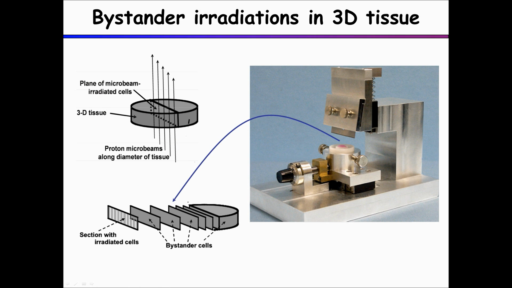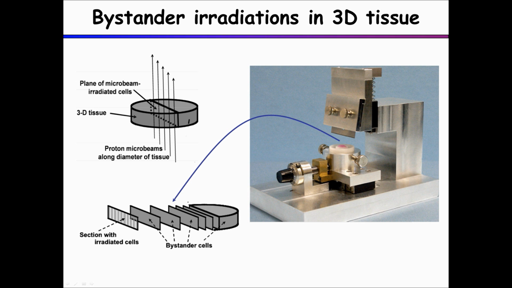And so in some of the subsequent slides that I'll show you, we've aligned the microbeam and shot along the central axis through the middle of the tissue like this, so that we've created a plane of microbeam irradiated cells. I think everything I'm showing you here is from protons, which will go pretty much through the tissue.